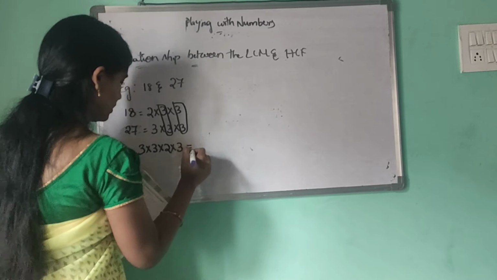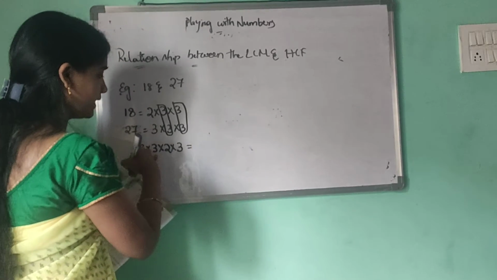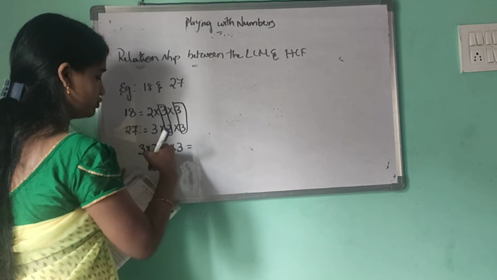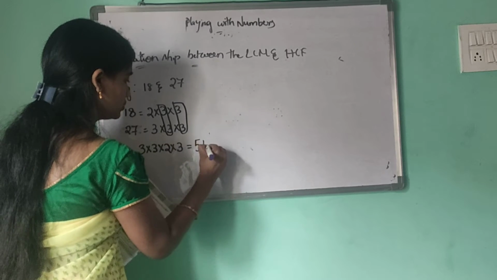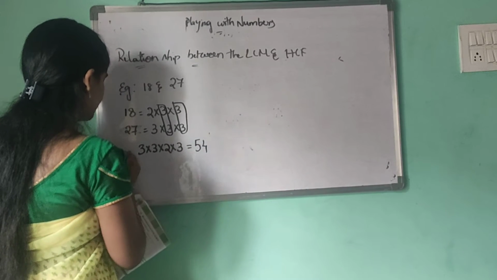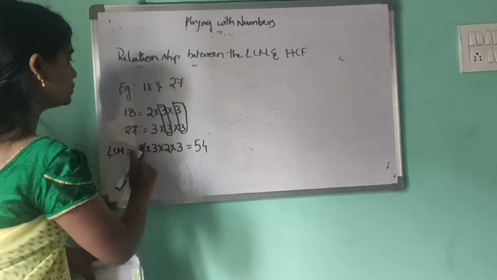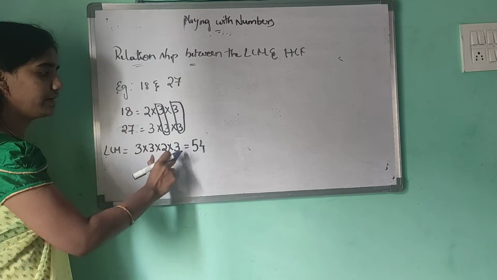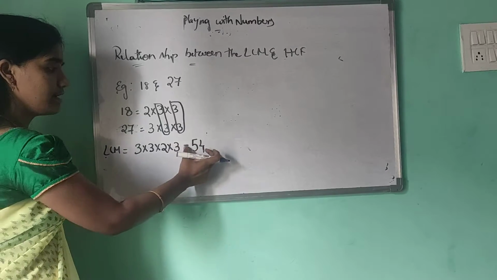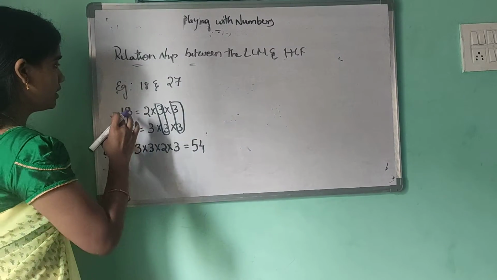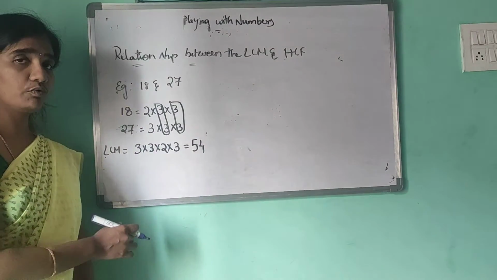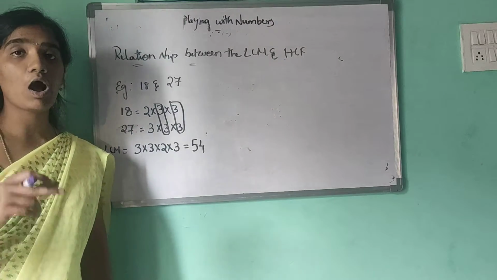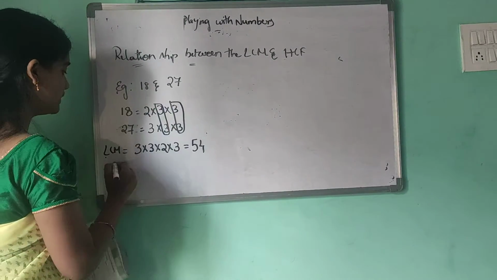So the answer is 3 3s are 9, 9 2s are 18, 18 3s are 54. So this is the LCM. LCM is the common factors and the remaining factors multiplied, and we get the answer 54. So we have found the LCM, and now how to find the HCF of these numbers?